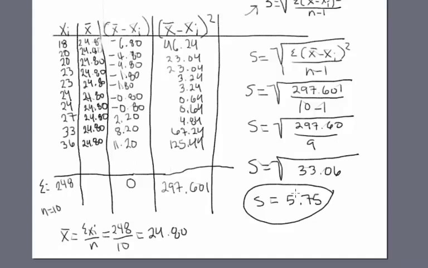Now, one thing you always want to do is compare the variance to the standard deviation. So relative to a mean of 24.80, we can see that any individual score would be about 5.75 BMI points away from that mean. What this tells us is that there is some moderate variability going on.